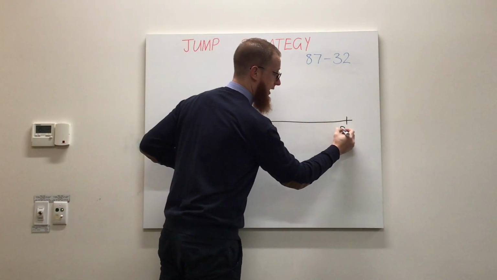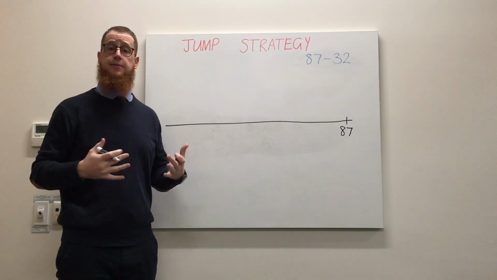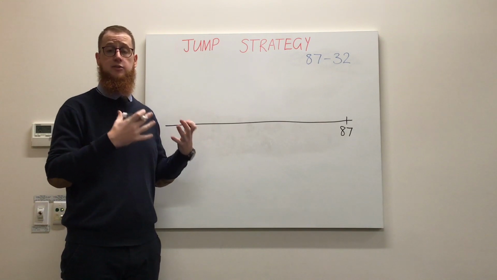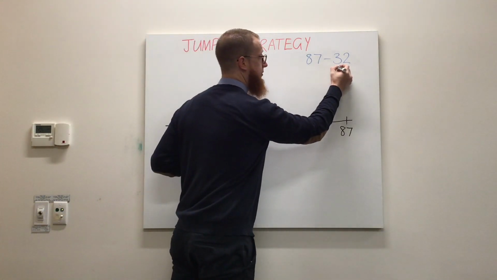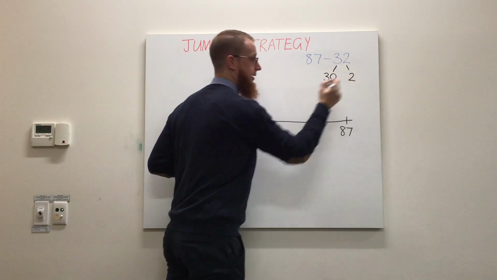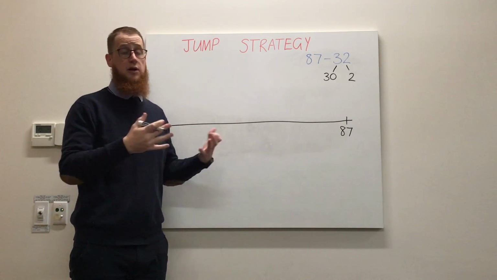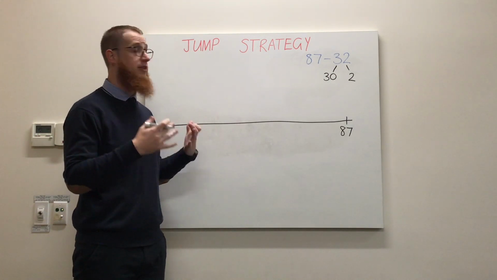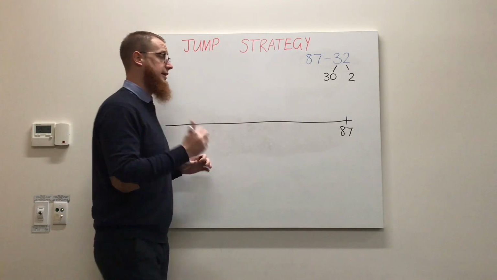I'm going to put my larger number here, my 87. Now, my next step is I need to break my smaller number into its place value parts. 32 I can represent as 3 lots of 10 and 2 lots of 1. Therefore, I need to take away 3 jumps of 10, or 3 lots of minus 10, and then take away 2 jumps of 1, minus 2. So let's get to it.